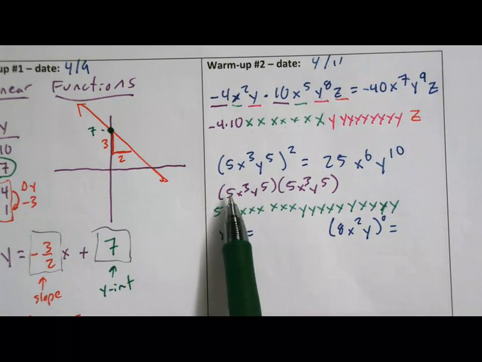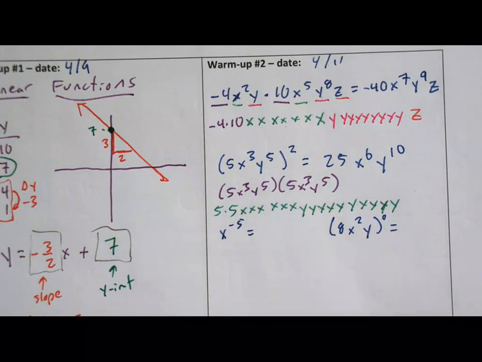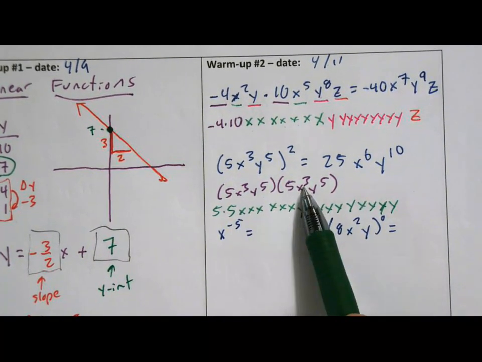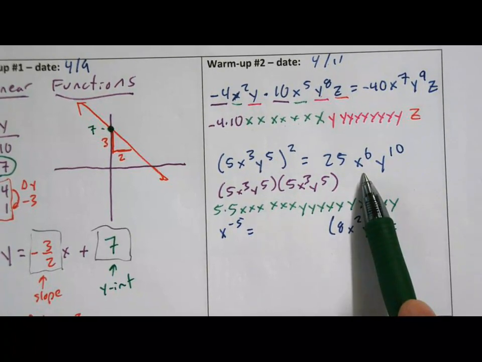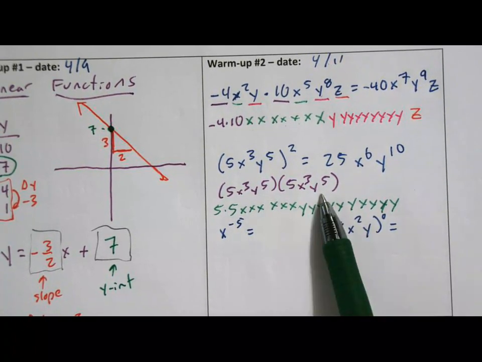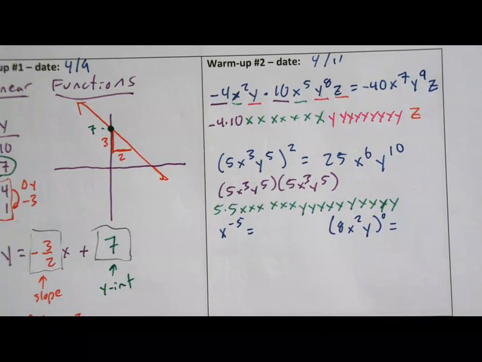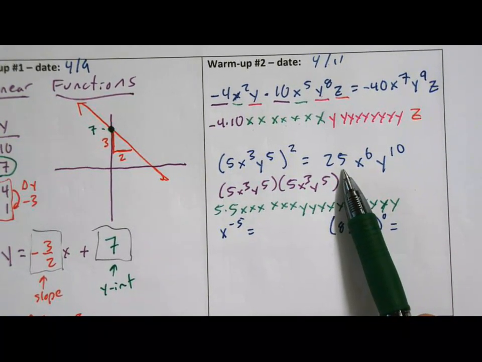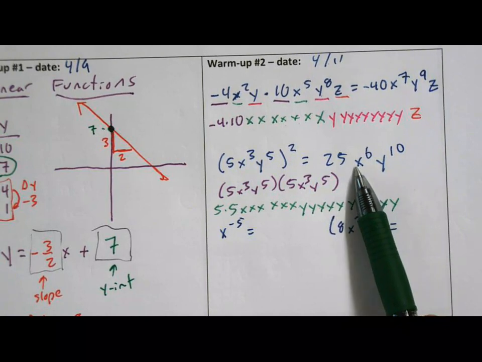The key is to know that this 5 and this 5 are multiplying together, so that's where the 25 came from. You've got 3 x's here plus another 3 x's there, which gets us x to the 6th. We've got 5 y's here plus another 5 y's here. That gets us y to the 10th. Okay. How many people added everything right except they had a 10 out front instead of a 25? Did anybody make that mistake? That's my favorite mistake. Nobody did that one?